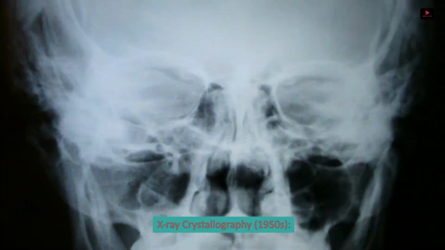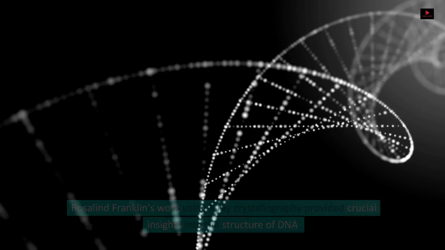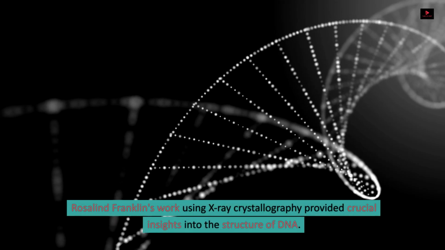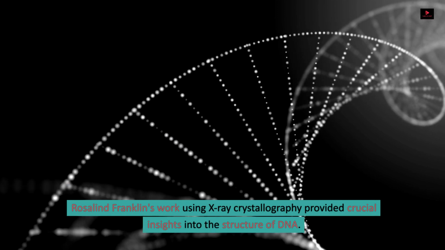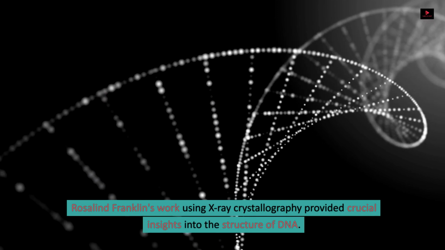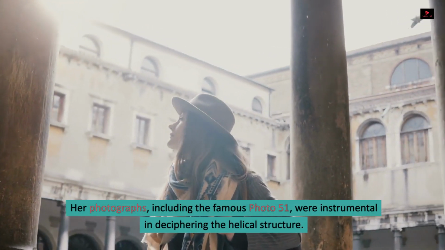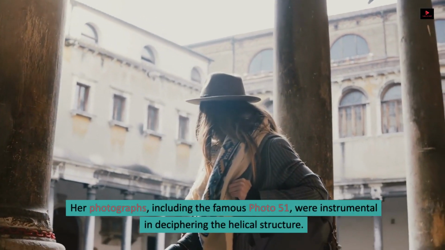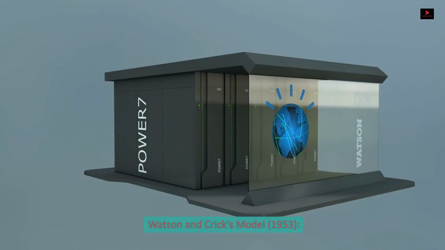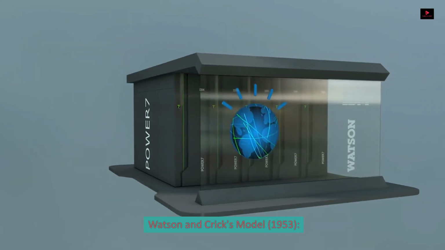X-ray crystallography, 1950s. Rosalind Franklin's work using X-ray crystallography provided crucial insights into the structure of DNA. Her photographs, including the famous Photo 51, were instrumental in deciphering the helical structure. Watson and Crick's model, 1953.